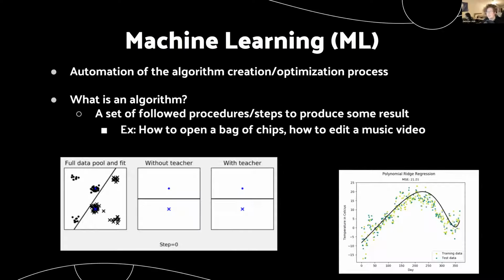So let's start talking about machine learning. Machine learning, the best way to describe it is that it's the automation of some optimization or algorithm process. Generally, you're using data to train a model that's going to learn how to optimize itself without any input from a user. So taking a step back, just so everyone's on the same page, an algorithm is a set of followed procedures or steps to produce a result. So like an algorithm to eat chips would be, I'm going to open the bag, I'm going to put my hand in, I'm going to pull a chip out, I'm going to put it in my mouth. That would be eating chips, right?